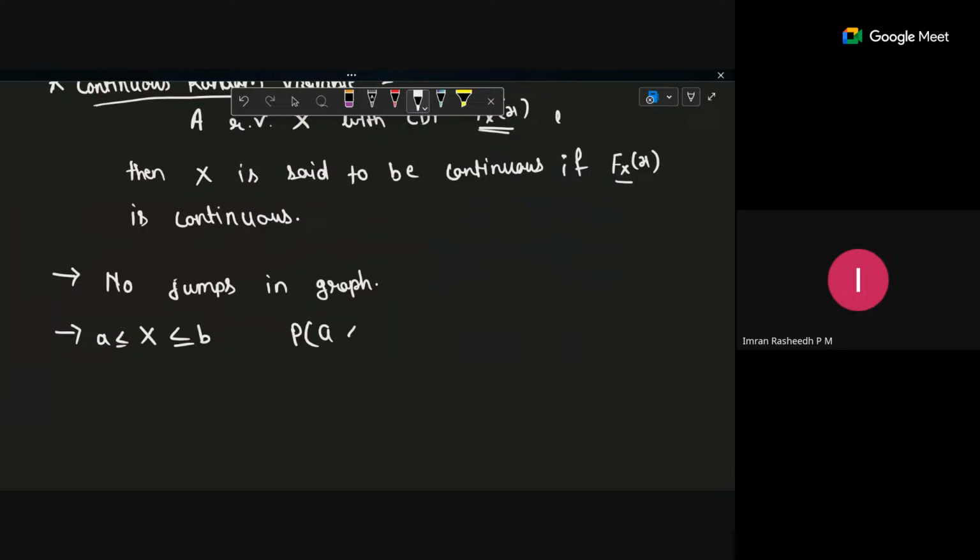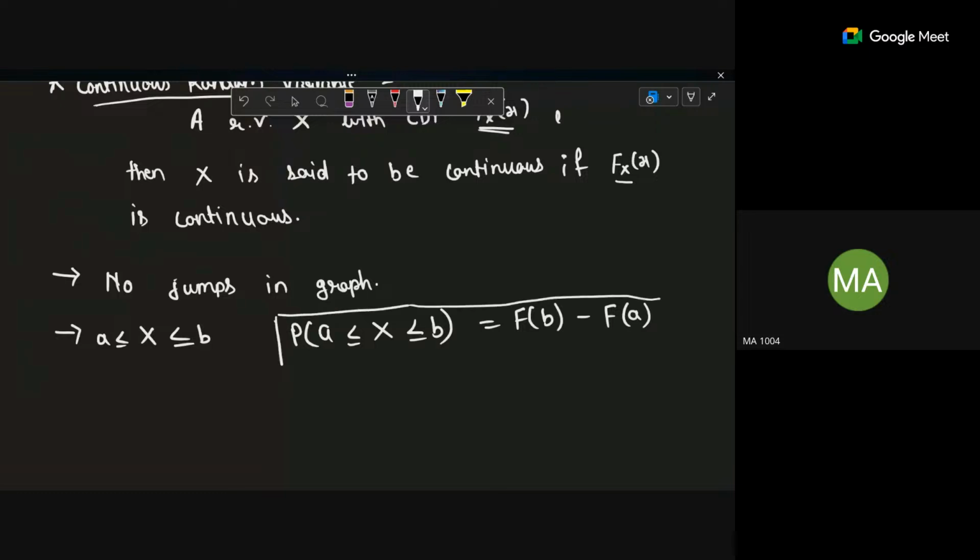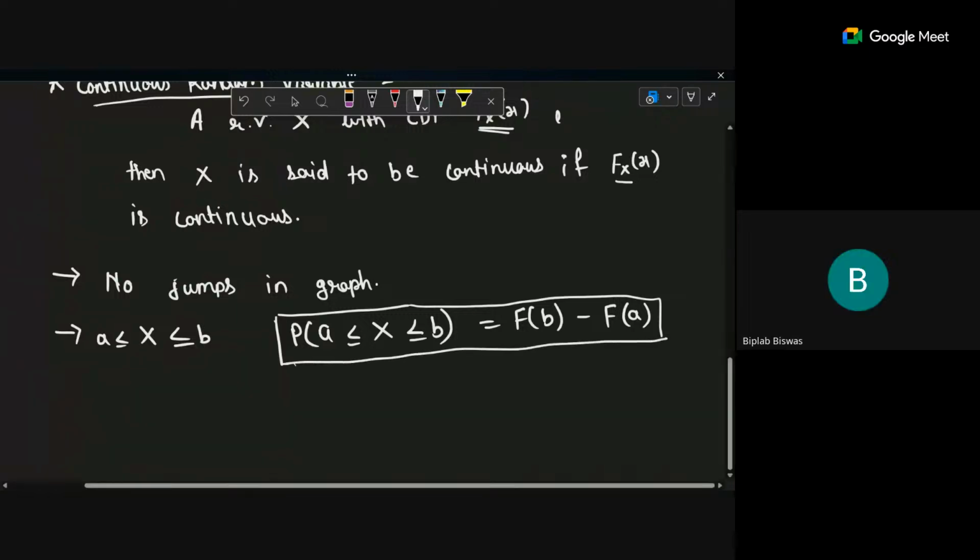Probability that X lies between a and b is equal to F of b minus F of a. This is something you may have seen in these lectures again and again. Can anyone explain the meaning of this expression? What does it say to you? Probability that x is, yeah, it is the area from the lower bound to the upper bound.